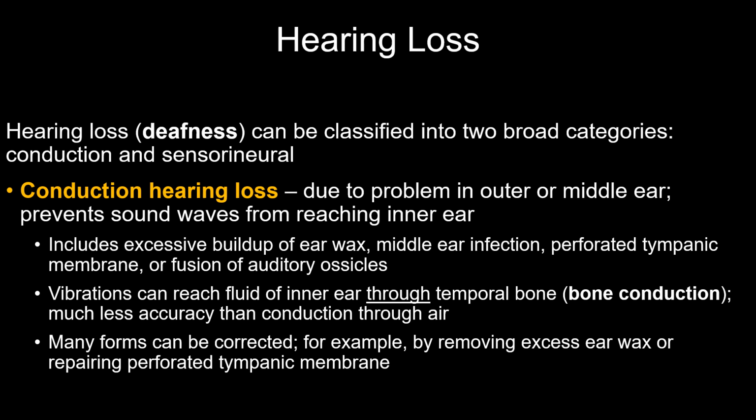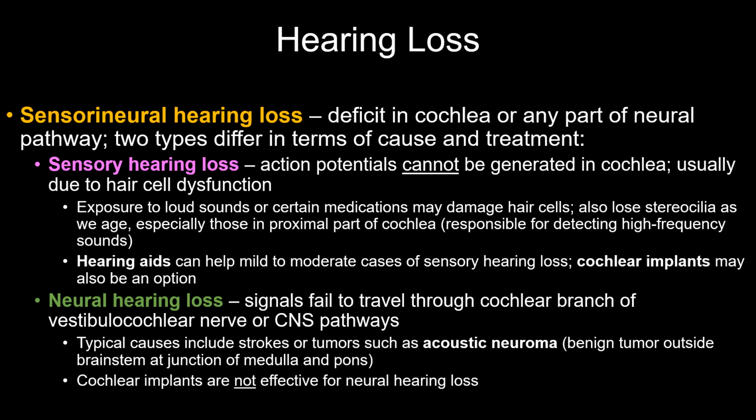Cleaning out your ears with a proper ear cleaning tool. You're not supposed to use Q-tips. Or repair of a perforated tympanic membrane. All of these are possible. Now, sensorineural deafness or hearing loss, this is a defect in the cochlea or any of the neural pathways in the cochlear nerve or in the CNS. And there are two subtypes of sensorineural hearing loss, and they differ significantly in terms of cause and treatment.